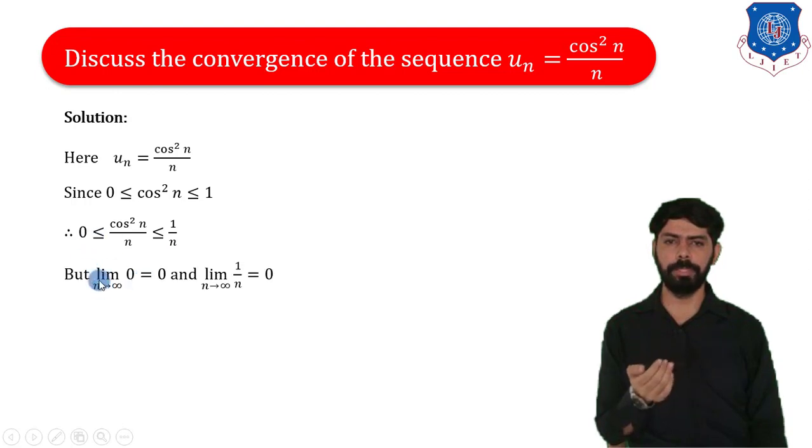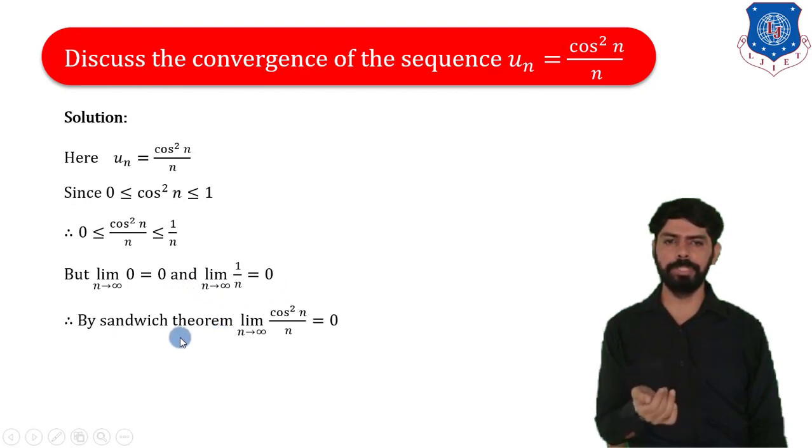Now if we apply the limit, the limit as n tends to infinity of 0 is equal to 0. In the same way, the limit as n tends to infinity of 1/n is equal to 0, because we replace n by infinity, so 1 divided by infinity will be 0. Therefore, these two limits are the same. Therefore, by the sandwich theorem, the limit as n tends to infinity of cos² n / n is equal to 0.